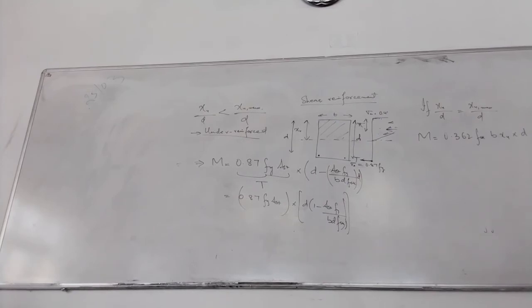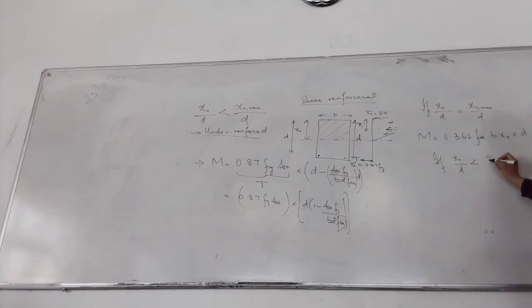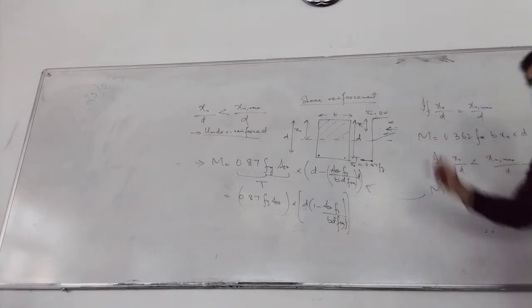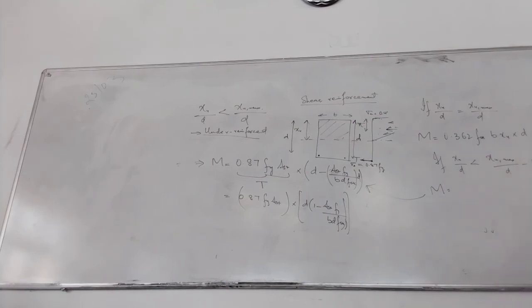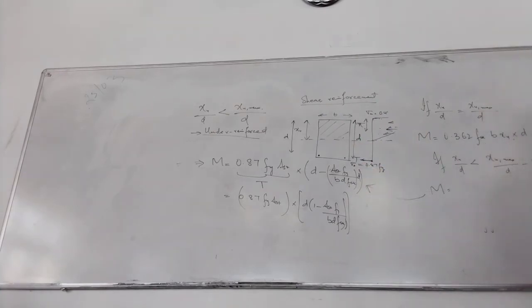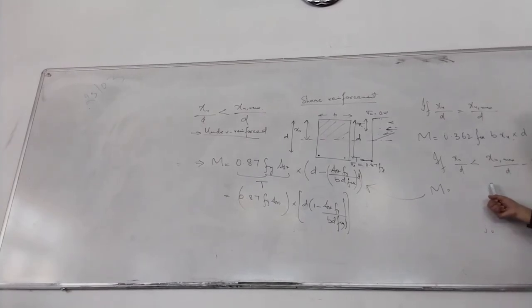But code says when xu is less than xu max, this is what code says, so it's under reinforced. Then it's dictated by this equation, not by this equation. If it was balanced, you could take this or this, both, because M would be C into z or T into z when it's balanced. But when it's under reinforced, what will decide your limiting moment?